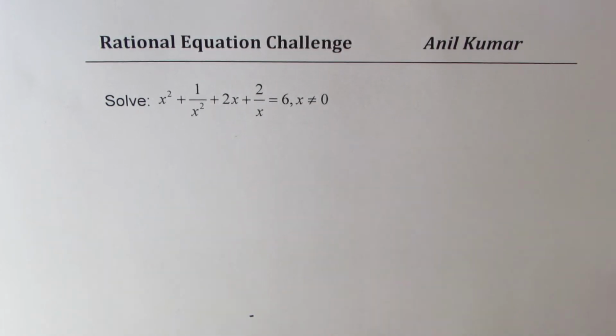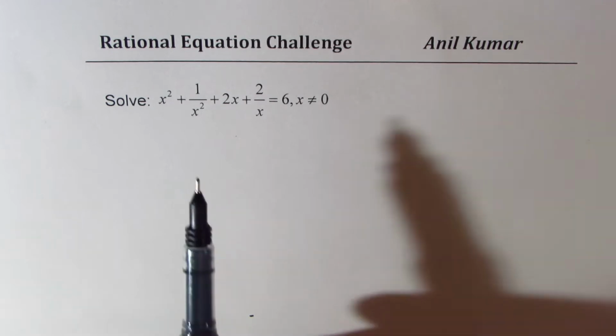You need to solve x squared plus 1 over x squared plus 2x plus 2 over x equals 6, where x is not equal to 0. You can always pause the video, answer the question, and then look into my suggestions. Now let's try to analyze.